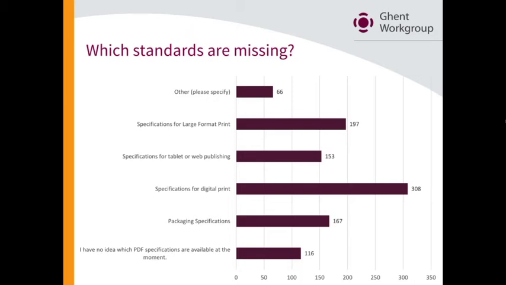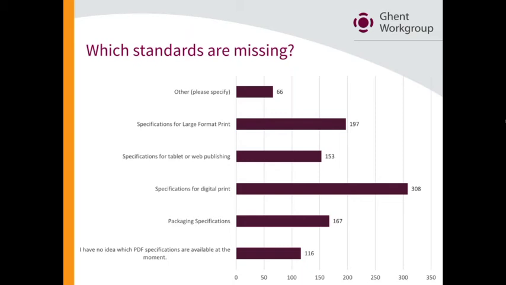And so one of the questions in this survey was, when you look at the standards out there, whether they are from ISO or from the Ghent Workgroup or someone else, which standards do you think are missing? Where have we dropped the ball and what should we focus on? And it's very nice to see that the two highest scoring items in there are things that we are actively working on. Specifications for digital print.